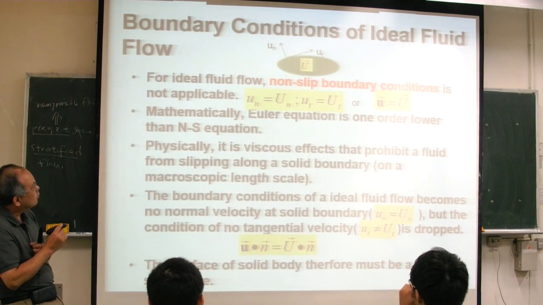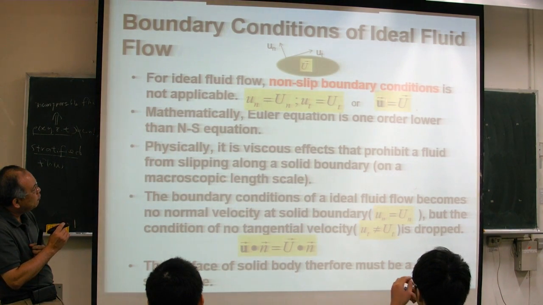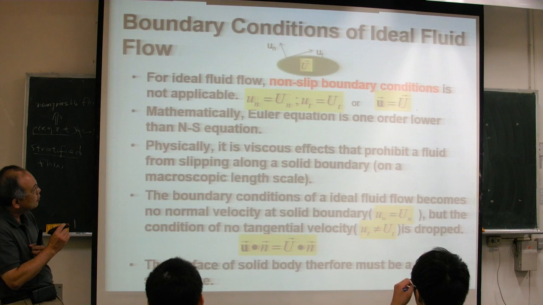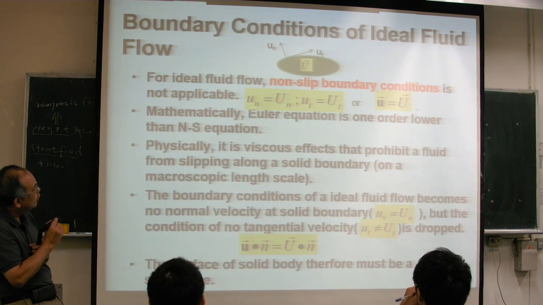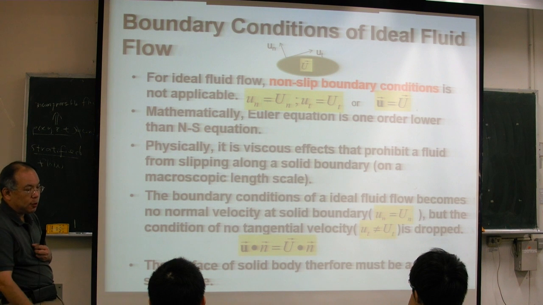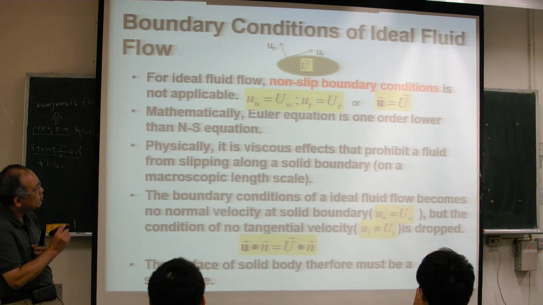So if you do that, this vector is equal to this vector. This is the fluid velocity and this is the boundary velocity, so they should be equal. We have two components: normal to the surface and tangential to the surface. The normal velocity should be the same, and the tangential velocity should be the same, in order to satisfy this no-slip boundary condition.